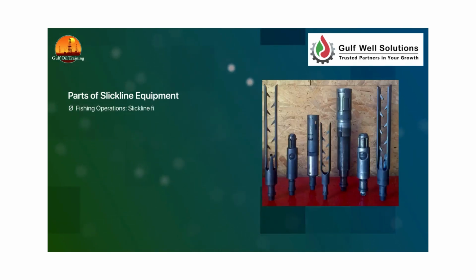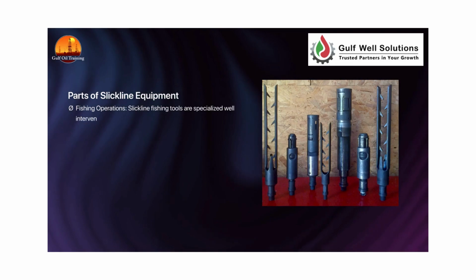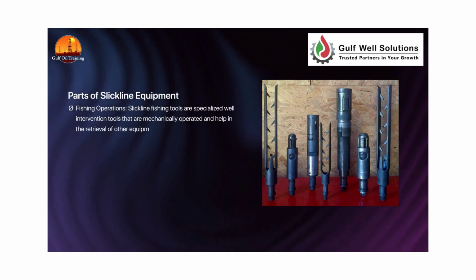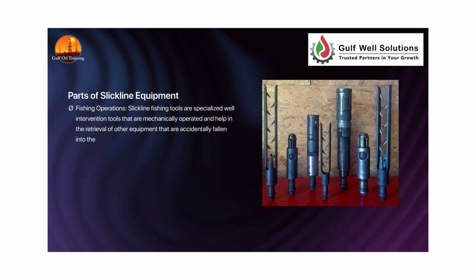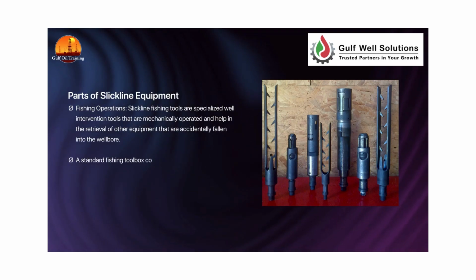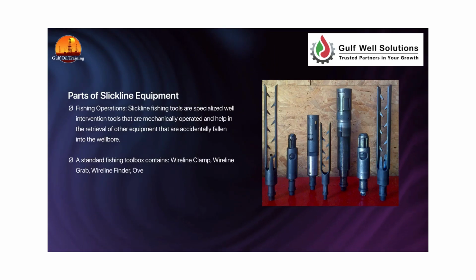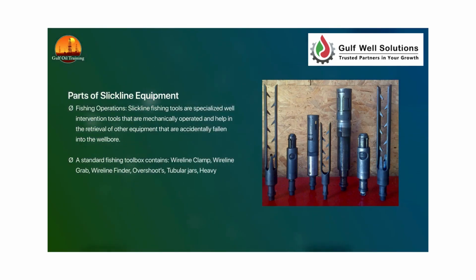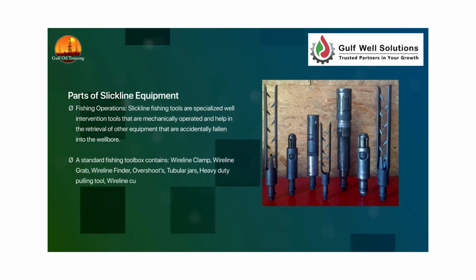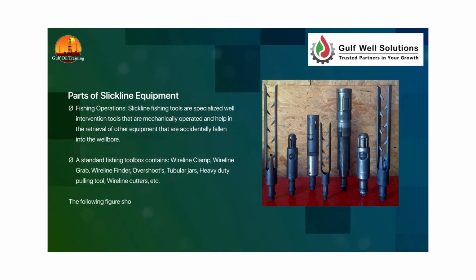Fishing operations. Slickline fishing tools are specialized well intervention tools that are mechanically operated and help in the retrieval of other equipment that has accidentally fallen into the wellbore. A standard fishing toolbox contains wireline clamp, wireline grab, wireline finder, overshots, tubular jars, heavy-duty pulling tool, wireline cutters, etc. The following figure shows examples of slickline fishing tools.